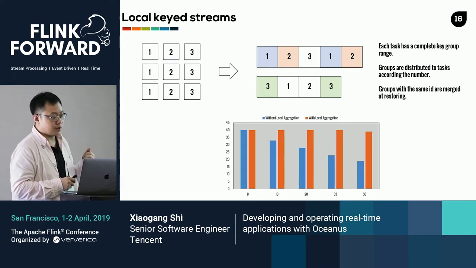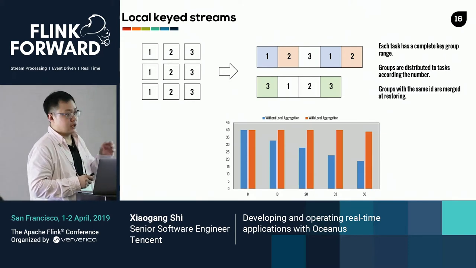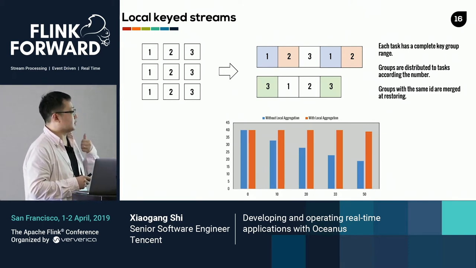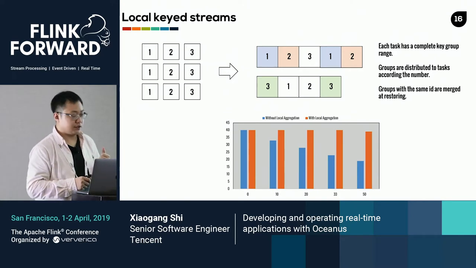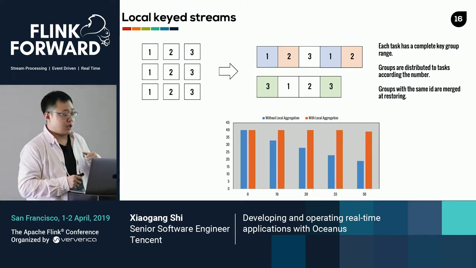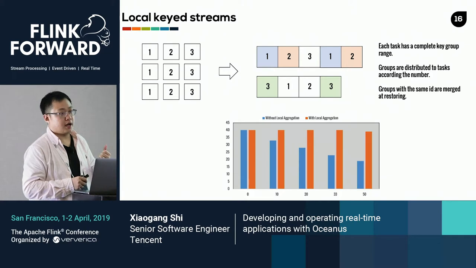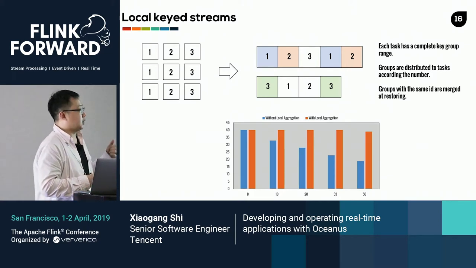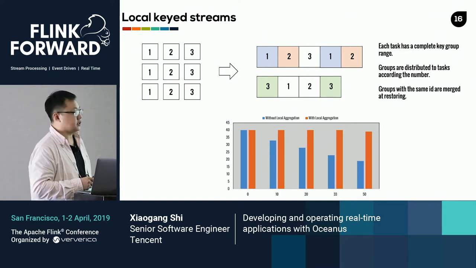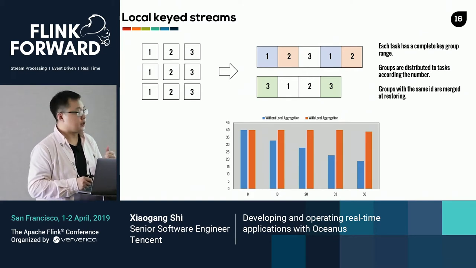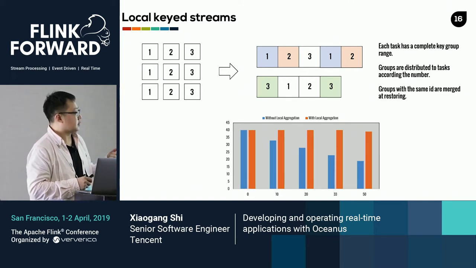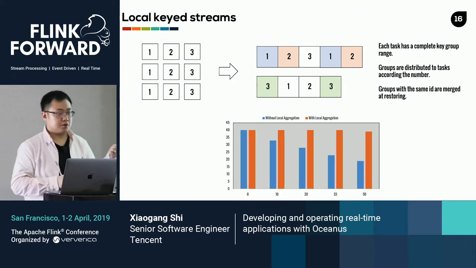In the illustrated example, the first task will have 5 local key groups, and the second task will have 4 local key groups. Well, and we can see that some tasks will be assigned some local key groups whose identifiers are identical. In such cases, we have to merge these local key groups into one. That means the first task will merge 2 local key groups when it is restoring, and the second task will merge the groups number 3.